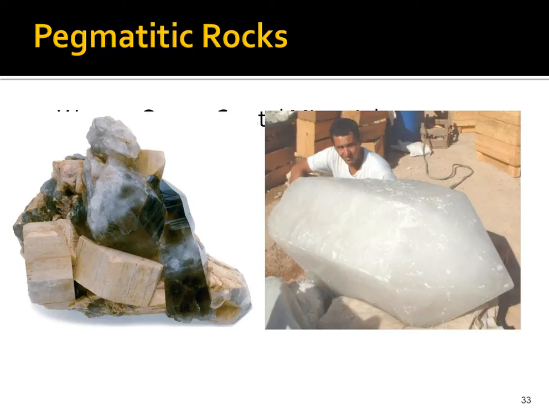Now, because these happen only at the very end of the cooling, you only get these pegmatites in rocks with felsic compositions. So on the left there, that's a granite pegmatite. So you're going to see really big quartz, you're going to see really big potassium feldspar, you're going to see really big muscovite, sometimes really big biotite, but that's really about it.